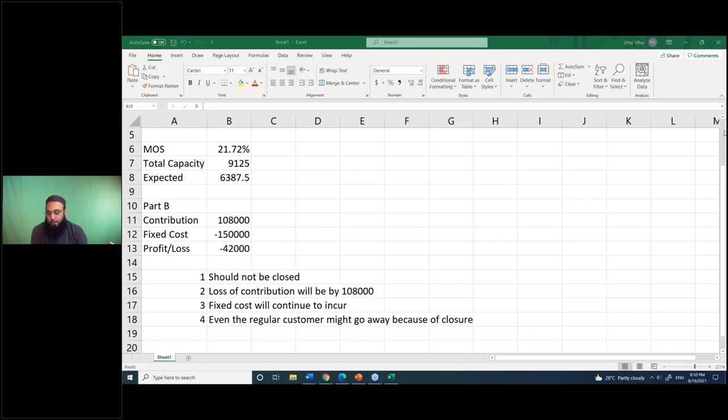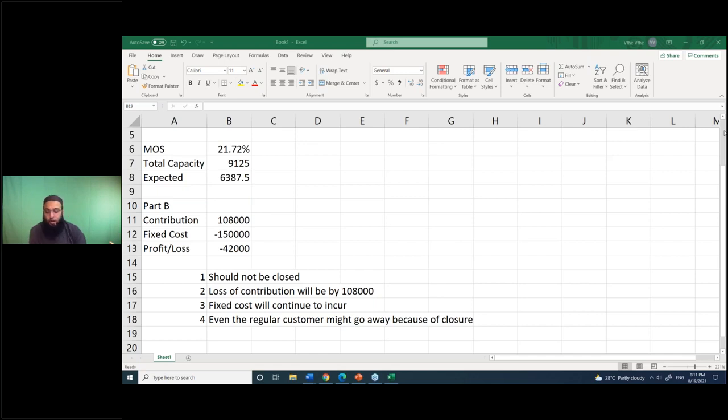Muhammad Umar, that's so simple. In the form of a sentence, you can write in the form of a paragraph that the Alka hotel should not be closed because the company will incur a loss of contribution on the basis of closure. Full stop. Then you can write that the fixed cost will not be saved. Fixed cost is not avoidable, so you have to pay the fixed cost in any case, right?